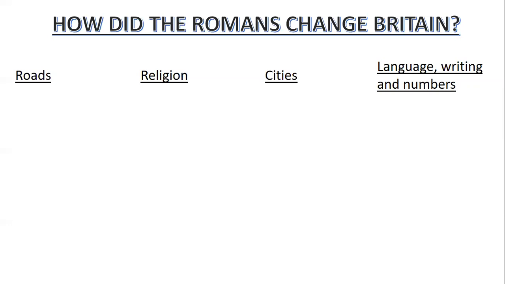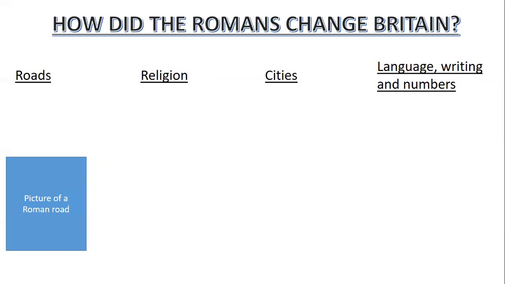Once I've done that, I'm going to go back and think, right, where am I going to put a picture? Let's have a picture somewhere. And I think the best thing to draw a picture of maybe is a Roman road. So I'm going to put my picture of a Roman road there. I've drawn my box with a ruler, and I haven't drawn the picture because there's no point repeating it.